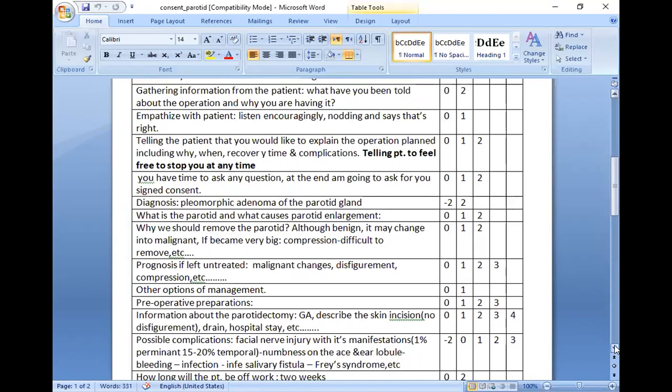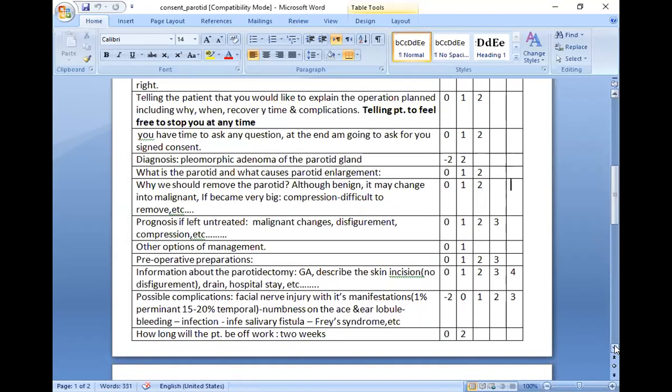Is there another option of management? If there is any option of management, you have to tell the patient about preoperative preparation, how you are going to prepare him for surgery. Information about the surgery itself: anesthesia, general anesthesia, skin incision. How you make the skin incision so that it does not cause disfigurement of the patient. So we make it like the number 3 in Hindi, or in Arabic as you say, along with the ear.